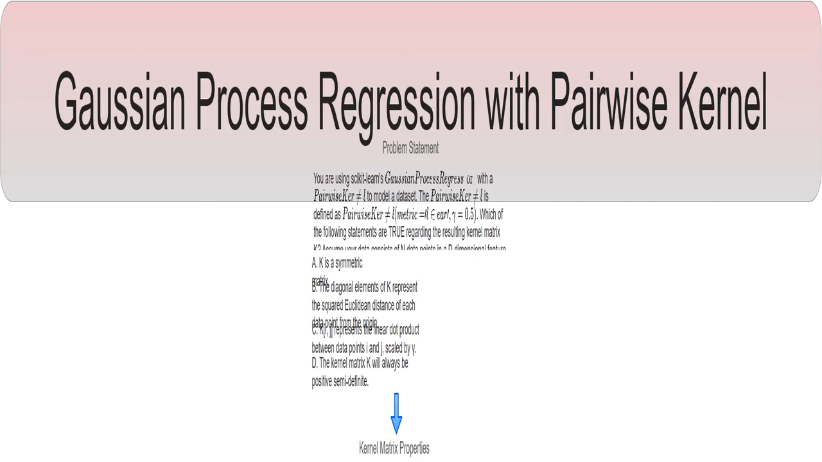This problem focuses on understanding how the GaussianProcessRegressor in scikit-learn works with a specific type of kernel called the PairwiseKernel. I'll be analyzing the properties of the resulting kernel matrix.